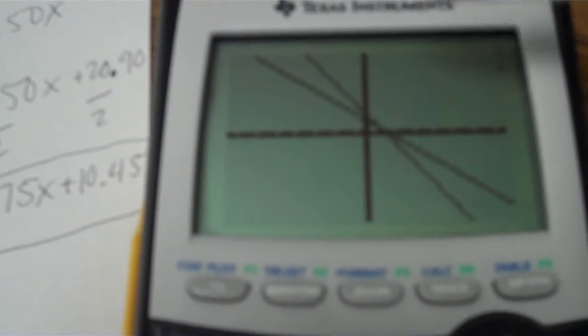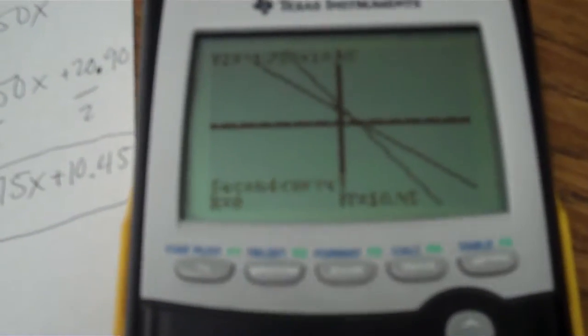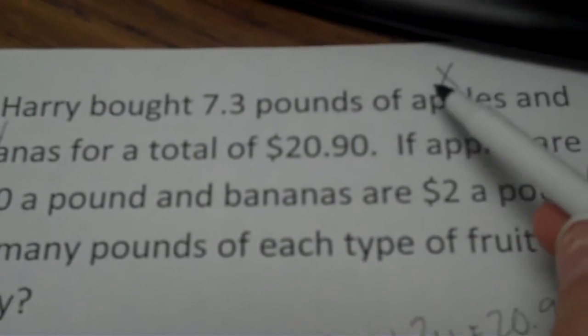Let's see if we can find the equations. I have one line. I have 2 lines. Great. So I want to see where they cross. So second trace 5. Enter, enter, enter. And they cross at 4.2 and 3.1. So x is 4.2. Y is 3.1. And remember up here we said x was apples, so there are 4.2 pounds of apples. And y was bananas, so we have 3.1 pounds of bananas.